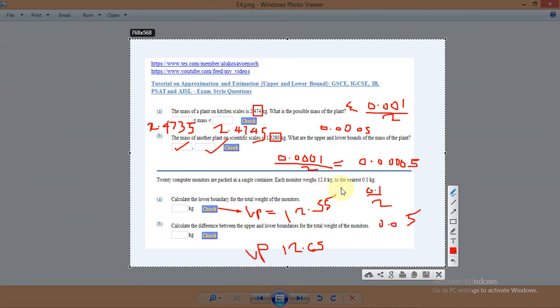Hope I'm not making any mistake, guy. Hope this is 0.05, huh? I don't like to make a mistake. This is tutorial divided by 2. 0.05 is correct. So 12.6 plus 0.05 is 12.65, and 12.6 minus 0.05 is 12.55. So 12.65 minus 12.55, that is 0.1. So the difference is 0.1, guys.